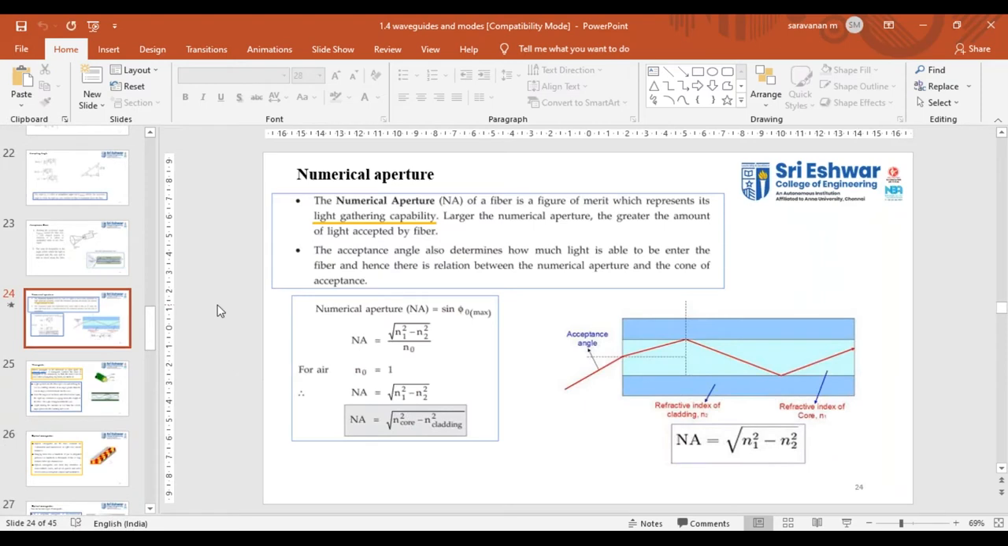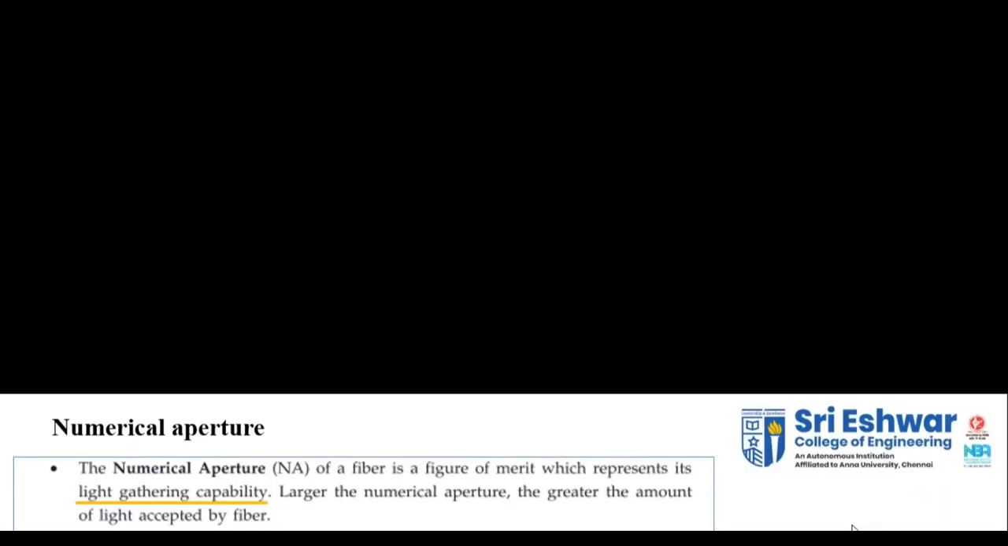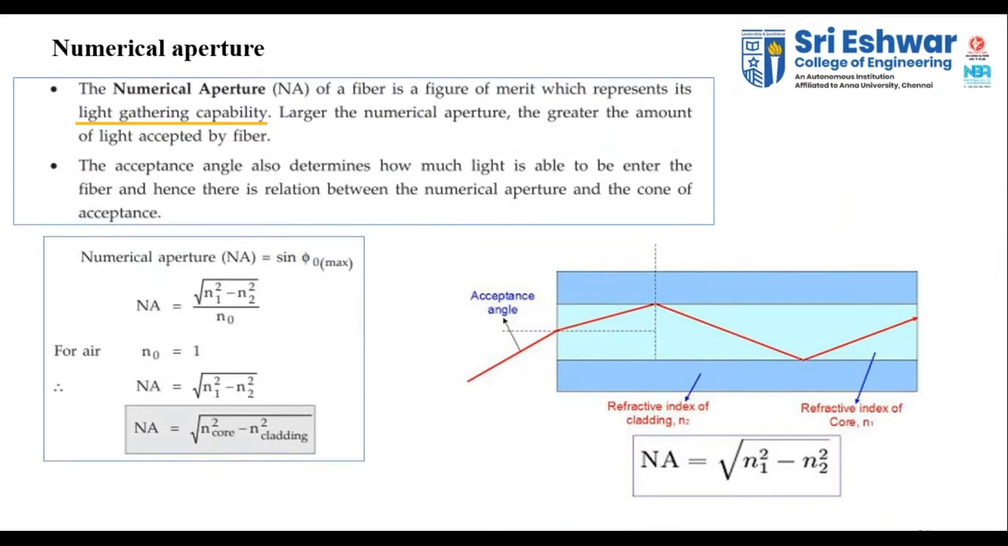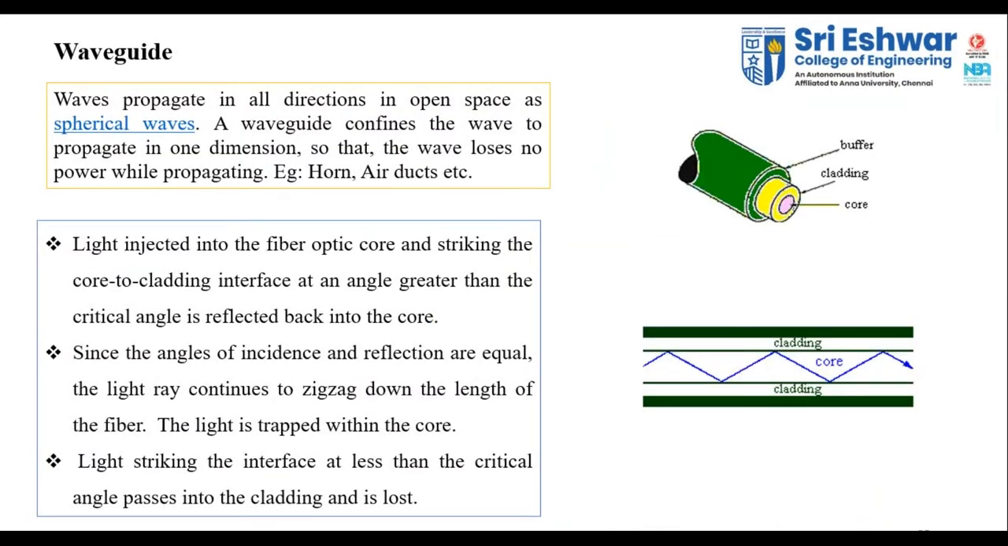The numerical aperture: what is its purpose? It indicates the light gathering capability. The formula is the square root of N1 square minus N2 square, that is for your numerical aperture. The next one, waveguide. What are the basic examples we discussed? Horn and air duct.